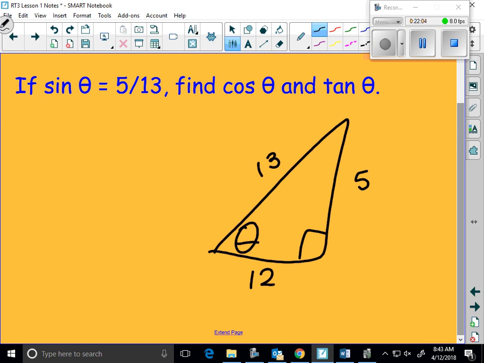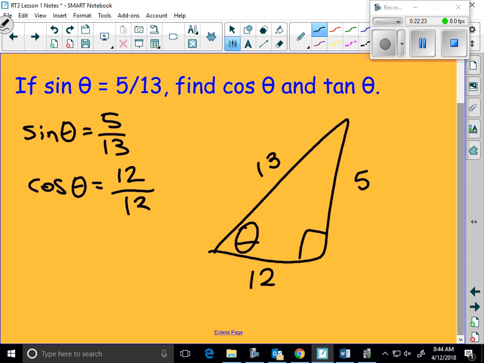So let's see. We know the sine of theta equals 5/13. What would the cosine of theta equal? Cosine. Adjacent over hypotenuse. What would the tangent equal? Opposite over adjacent, which is 5 over 12. So just knowing 2 of the sides of a right triangle, I can find the third and then all 3 of the ratios.